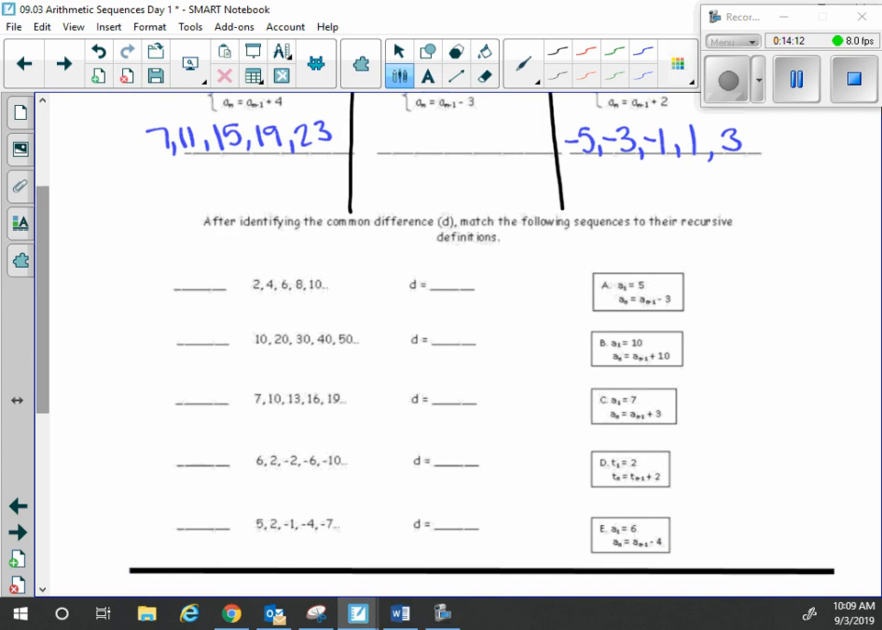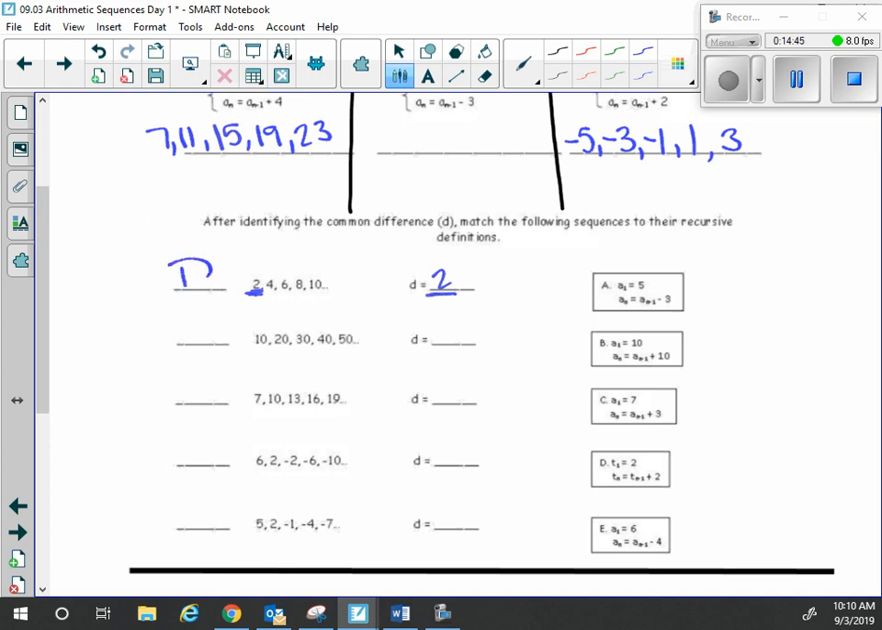So what we're going to do is identify the common difference and match the sequence to their recursive definition. So if I look at the first one, 2, 4, 6, 8, 10, what is my common difference? 2. You're adding 2 every time, right? So my important pieces are this first term of 2 and a difference of 2. So look through your options. Which one has a first term of 2 and a common difference of 2?